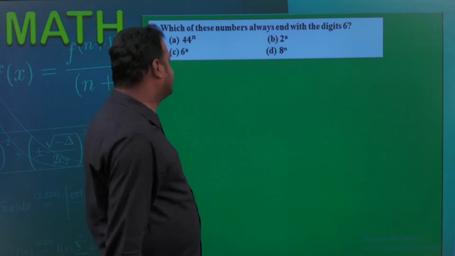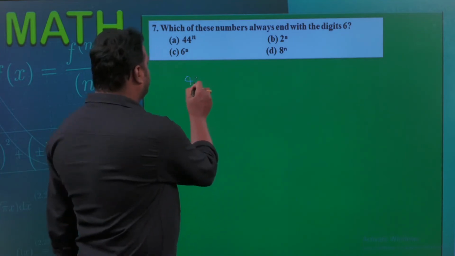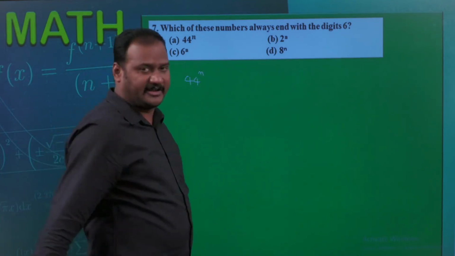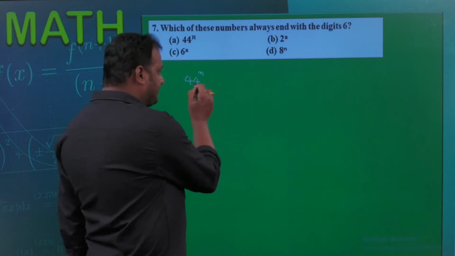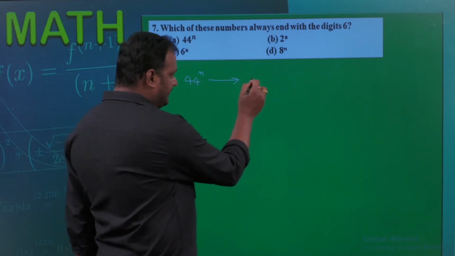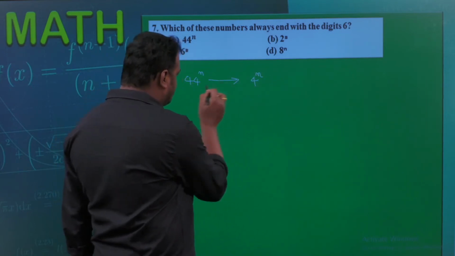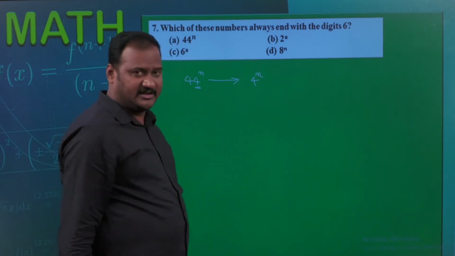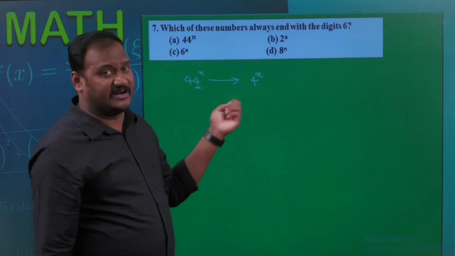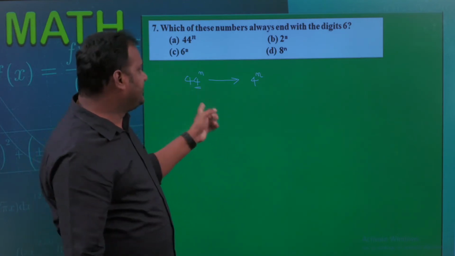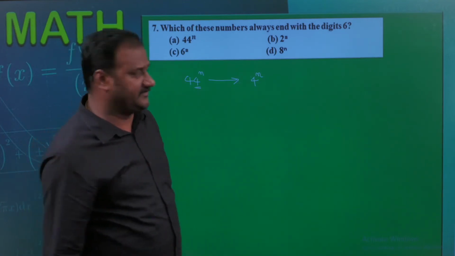Ends with the digit 6. 44 to the power of n is there. So what is the units place of 44 to the power of n? That is only the units place of 4 to the power of n. Please do remember that.